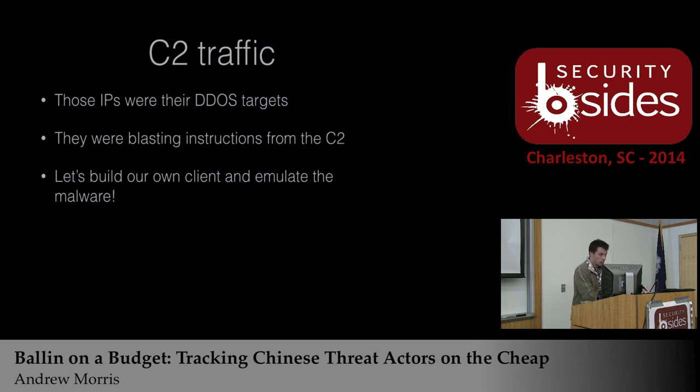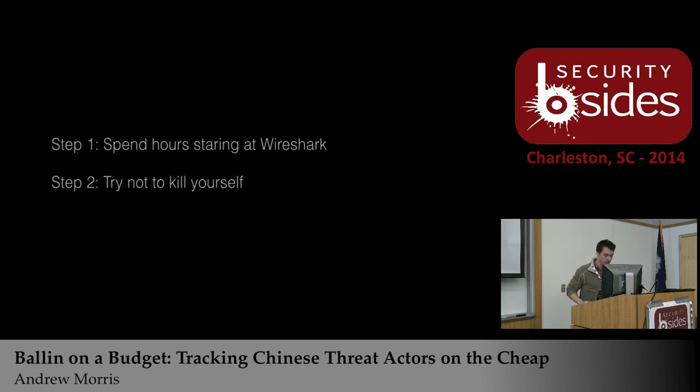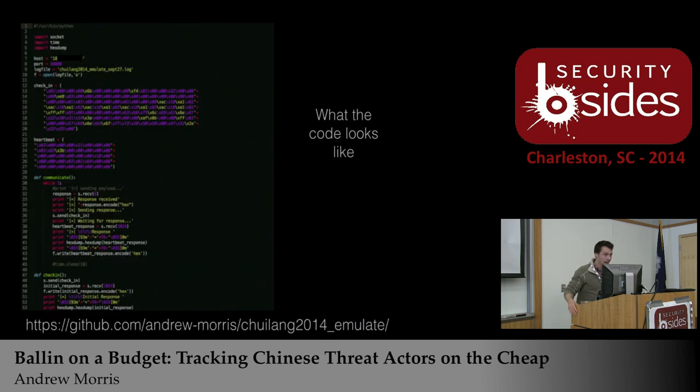So I did the only reasonable thing I could think of and spent the next month writing my own malware emulator client that would let me log all of the IP addresses and track who they were targeting in real time. I spent hours staring at Wireshark, and I had to try not to kill myself, but I succeeded. I wrote this thing. This is what the code looks like. It's pretty. It's got a bunch of binary blocks. You can download it from my GitHub.